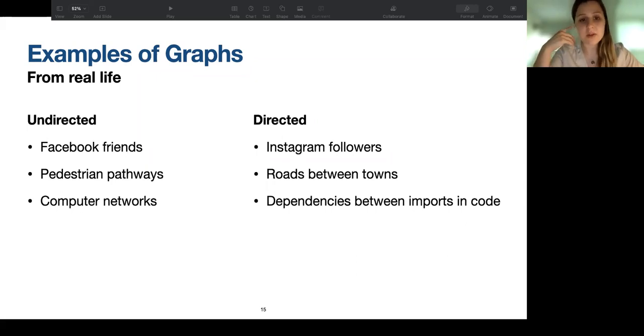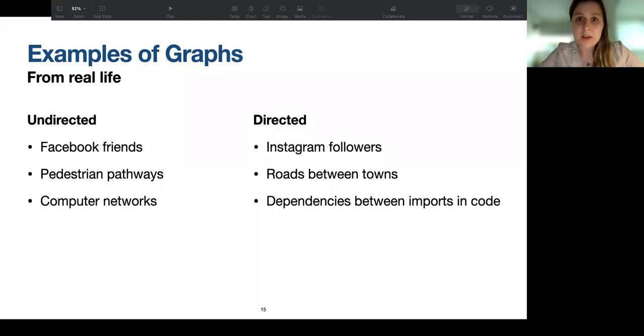If you think about roads between towns rather than pedestrian pathways, the roads might not go both ways either. There might be roads where you can only drive in one direction. So that would be a directed link between the two vertices in this graph.